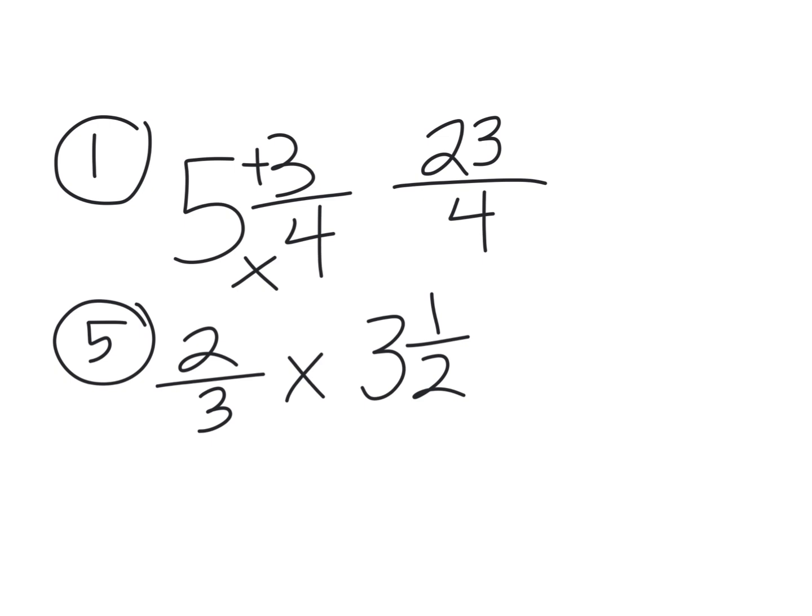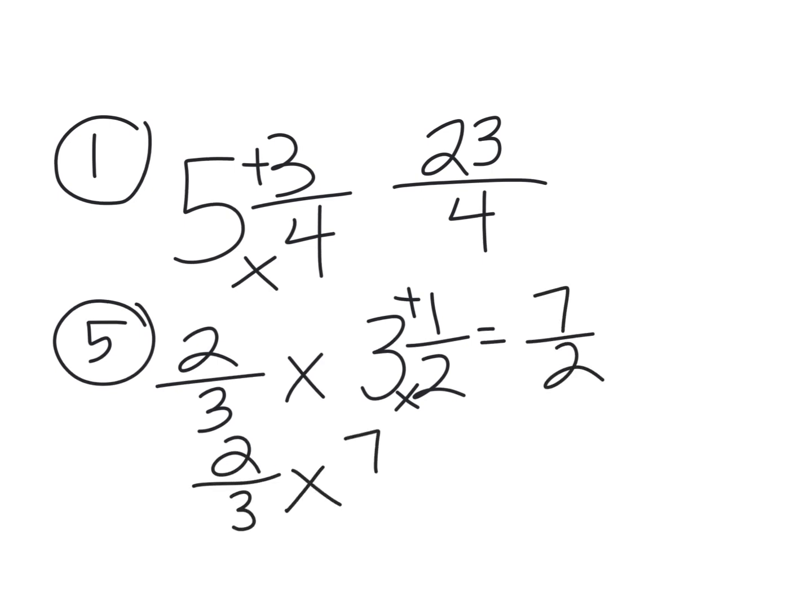So what we're going to do is leave 2/3 exactly the same, but what I'm going to change is 3 1/2. Well, I've been practicing that, and I know that that is going to be 2 times 3 plus 1, which gives me 7/2. So what I'm really multiplying here is 2/3 times 7/2. Perfectly fine for that to be an improper fraction there. Now I'm going to look and try to cross cancel.